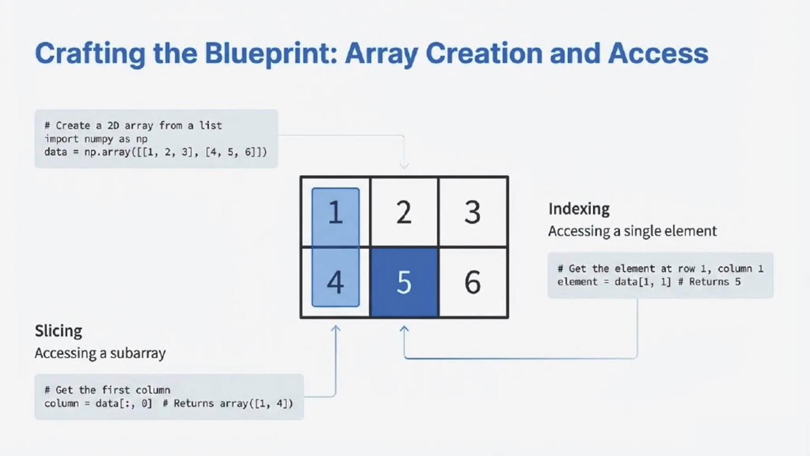5. To access multiple values at once, we use slicing. For instance, data[:, 0] means select all rows from the first column, and this returns the array [1, 4]. Together, indexing and slicing allow us to efficiently extract individual elements or entire sections of data, which is essential for numerical computing and data analysis in Python.